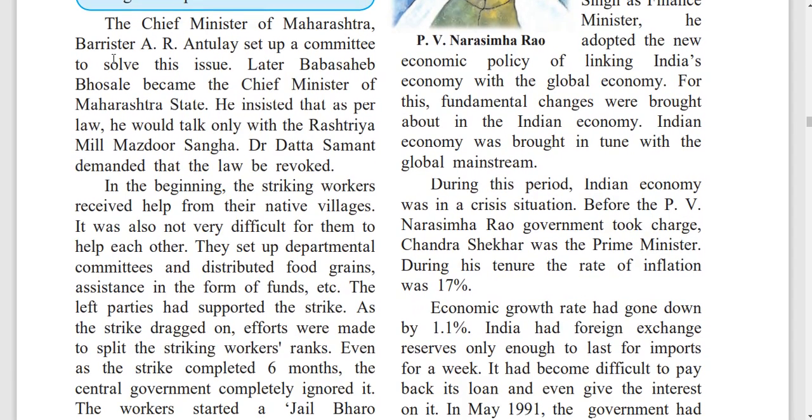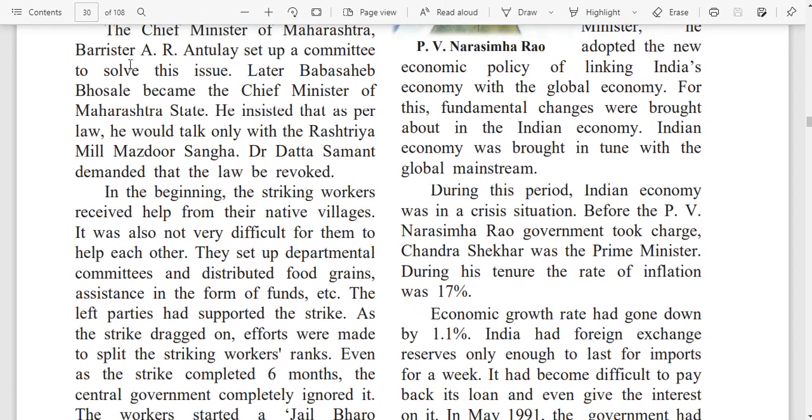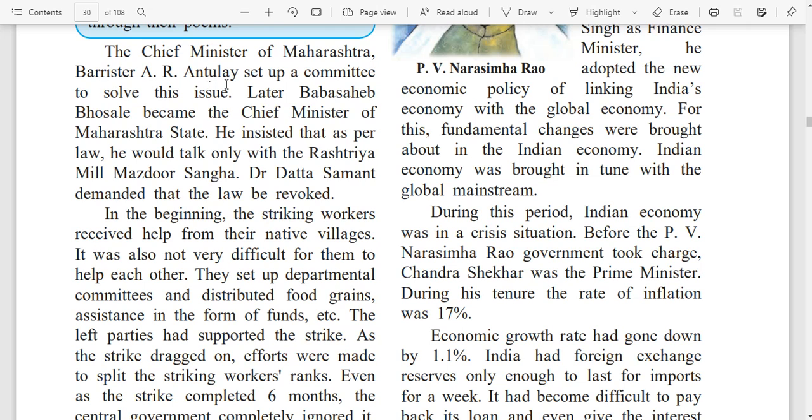The Chief Minister of Maharashtra, Barrister A.R. Antulay, set up a committee to solve this issue. Later, Baba Saheb Bhosale became the Chief Minister of Maharashtra state. He insisted that, as per law, he would talk only with the Rashtriya Mill Mazdoor Sangh. Dr. Datta Samant demanded that the law be revoked.